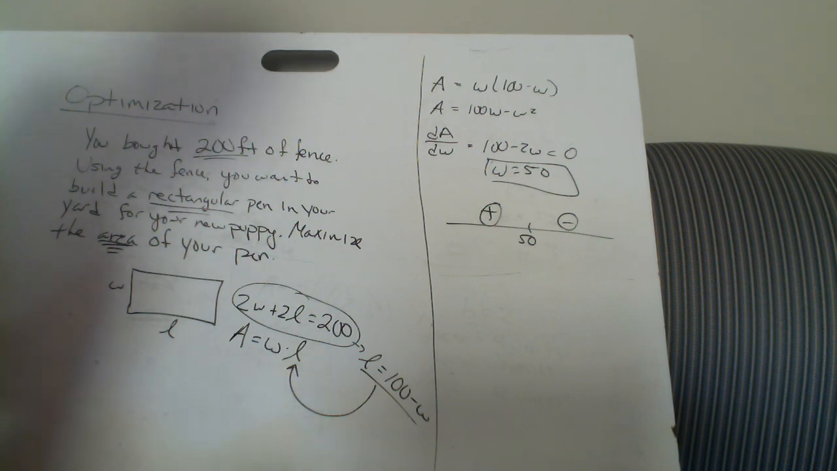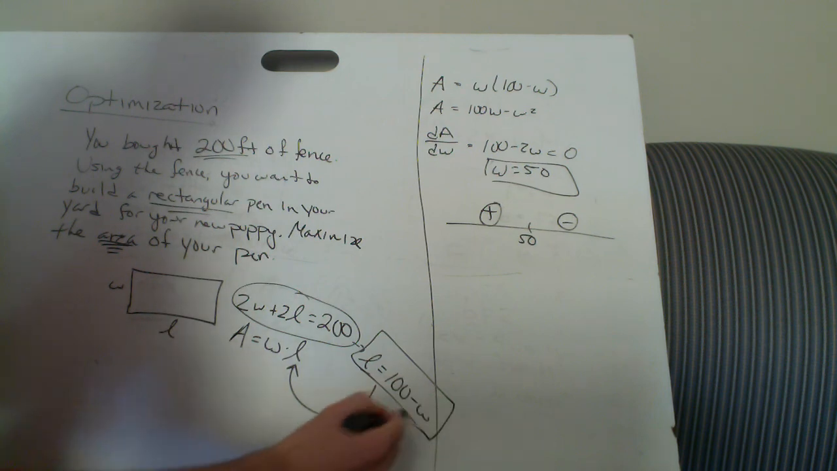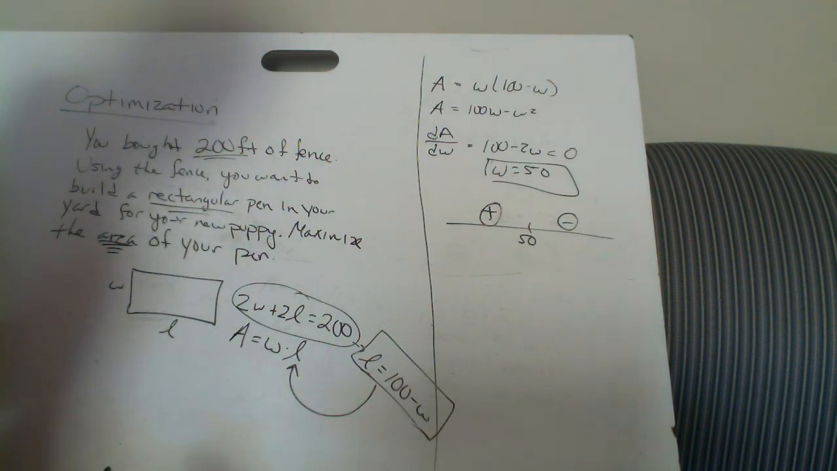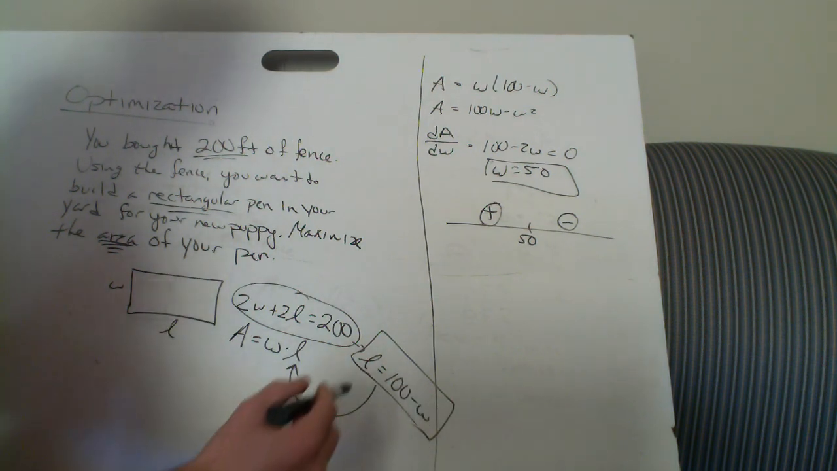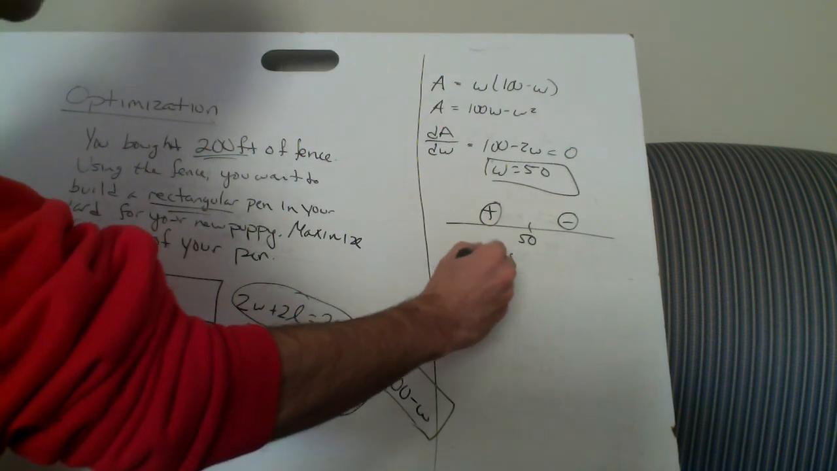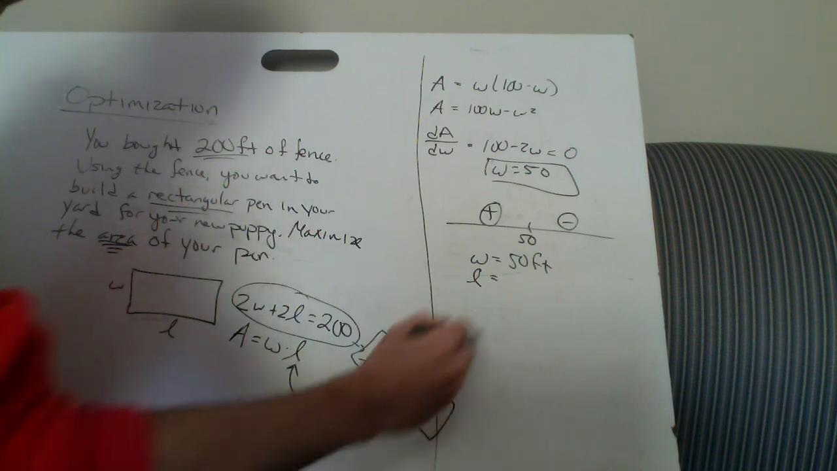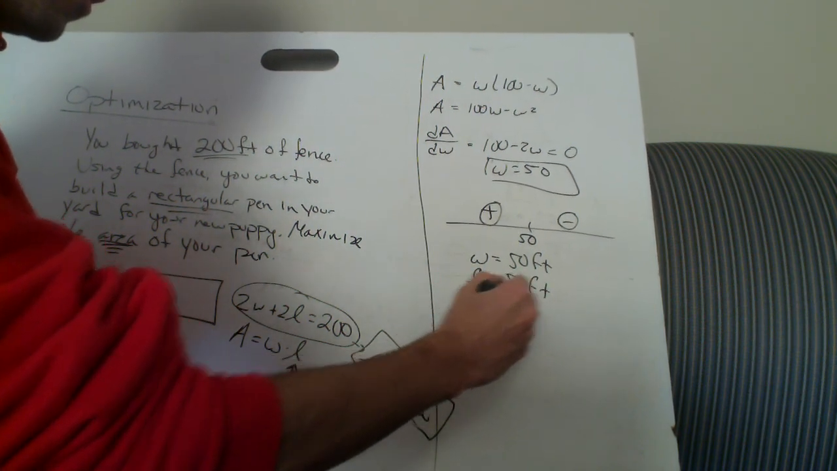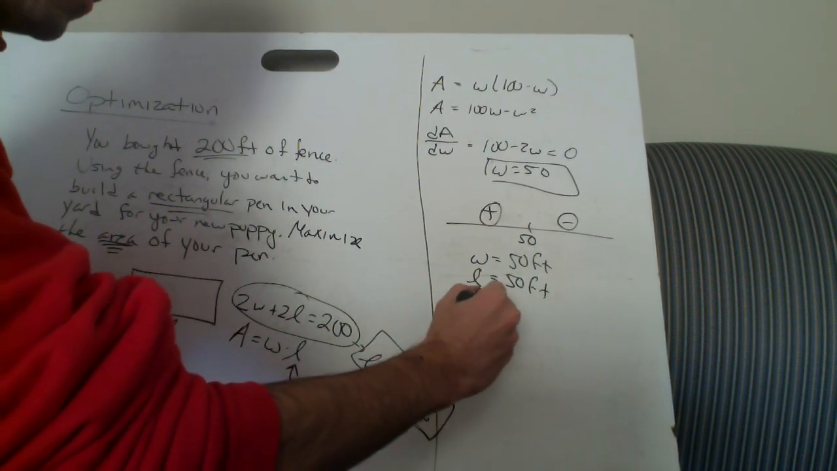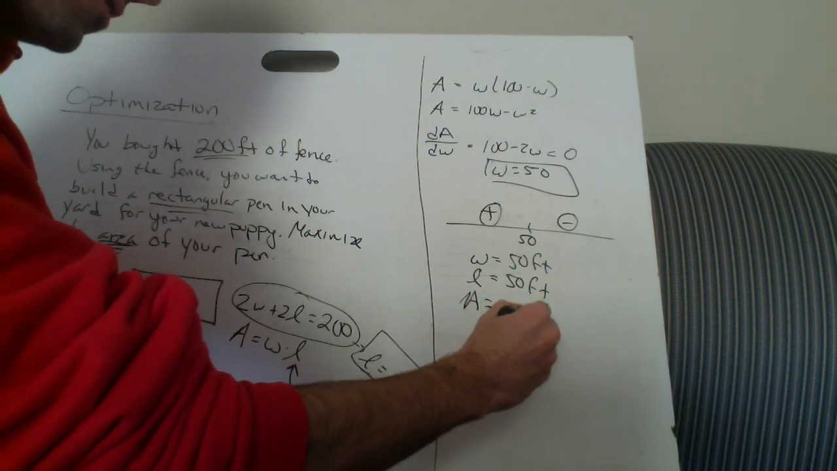The final thing would just be, what's the length? Great! So my length is 100 minus w. If my width is 50 feet, then my length, turns out, is also 50 feet, and my area should be 2,500 square feet.